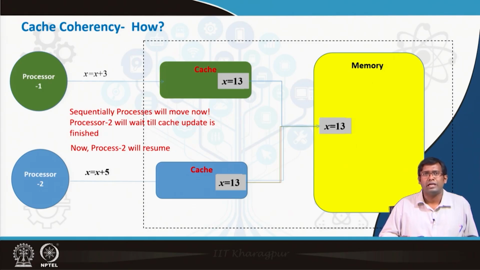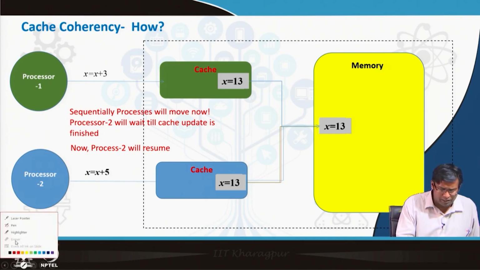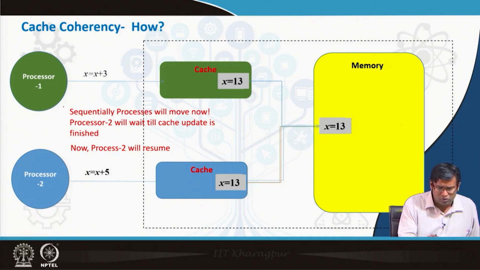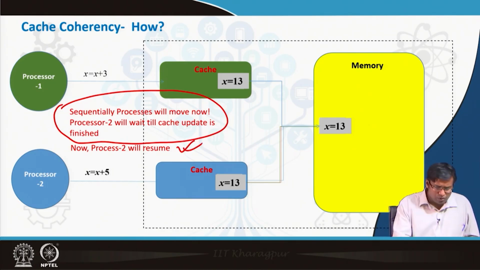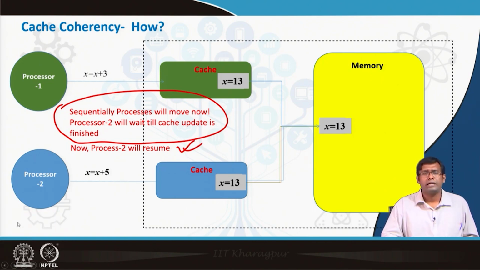So, what was the initial x to which both the processors' additions are done, but the first processor has operated, second processor has to wait for a while. Once this cache update is done, then only it can work. So, there is a wait time by the second processor which is introduced, and there is some sequentiality. The processors now actually cannot work in parallel.